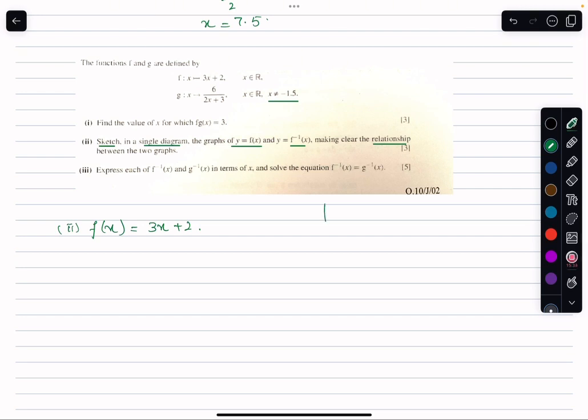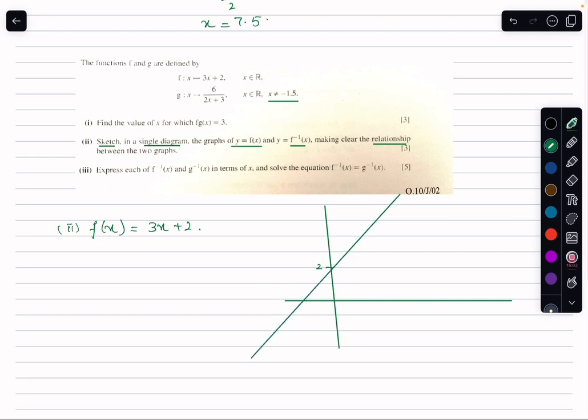So if I sketch this, the concept of the gradient direction and the y-intercept is very, very important here. If I sketch the graph, I should know that the gradient is 3, the y-intercept is 2, and it is a line which is sloping up. This is how the line of the function f of x equals 3x plus 2 shall be.